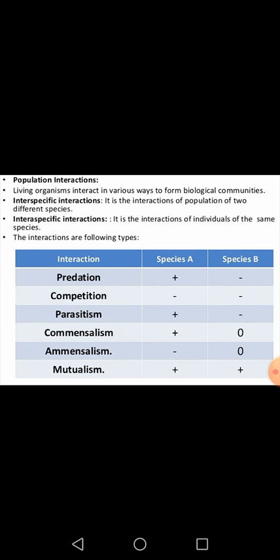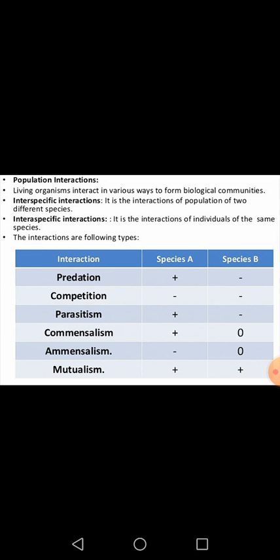The first interaction is called interspecific interactions, and the second is called intraspecific interactions. Now, one by one, I will discuss them. Initially, I will talk about interspecific interaction. Students, interspecific interaction is a kind of interaction in which two different populations of different species are interacting with each other.